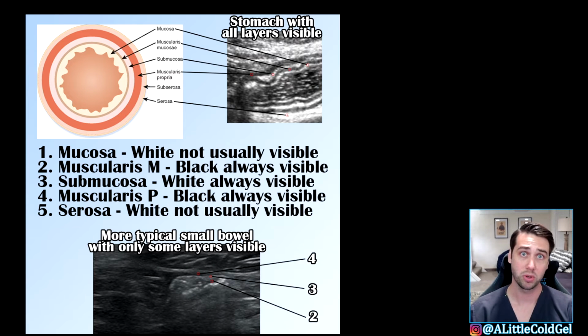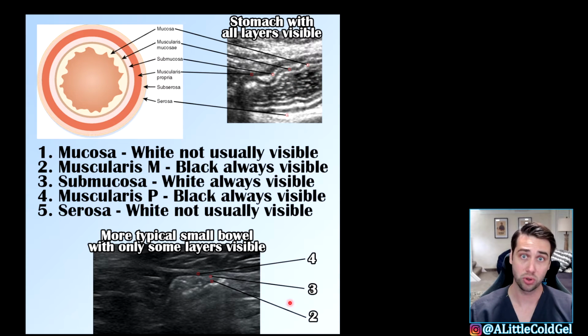When we're looking at the bowel, the easiest way to remember is that you're going to have two black lines with a white line in between. That's the walls of the bowel that are always visible. This is the complete segment of bowel that you can see on ultrasound, which is white, black, white, black, white. Here we have the stomach with all the layers visible. This is very atypical to see, but just know that when you do see this, these are all the layers of the wall, and this is the lumen.